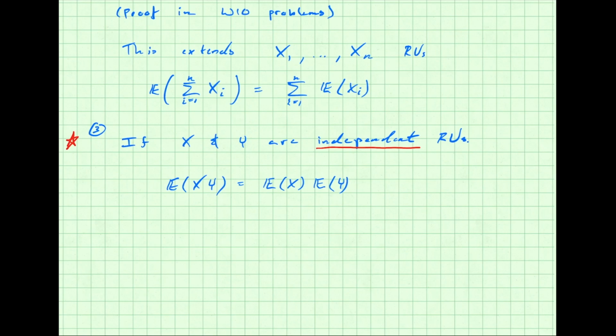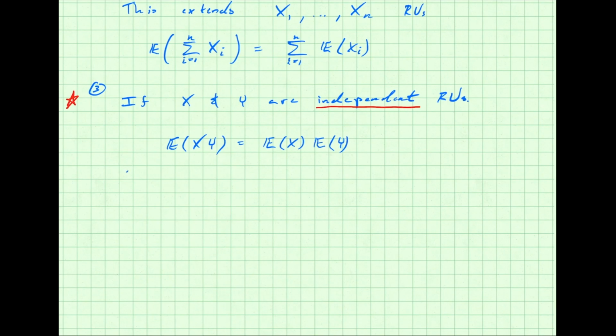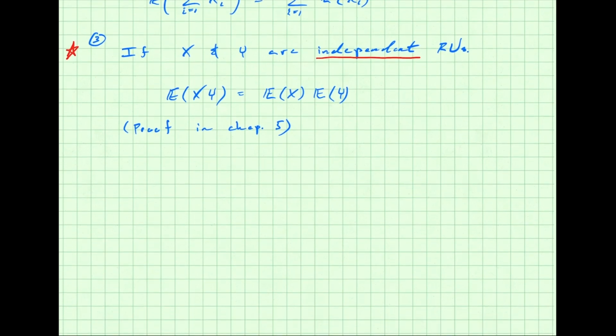And in some ways, this is almost like the definition of independence. And we'll come back to this later. We'll see the proof and more discussion about it in chapter 5. The notes actually say it's in chapter 4, but that's where we currently are. And it's not in this chapter, it's in the next chapter.